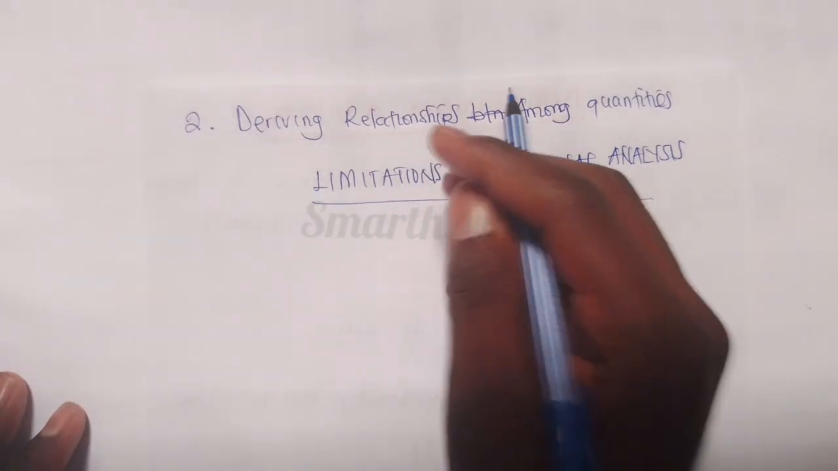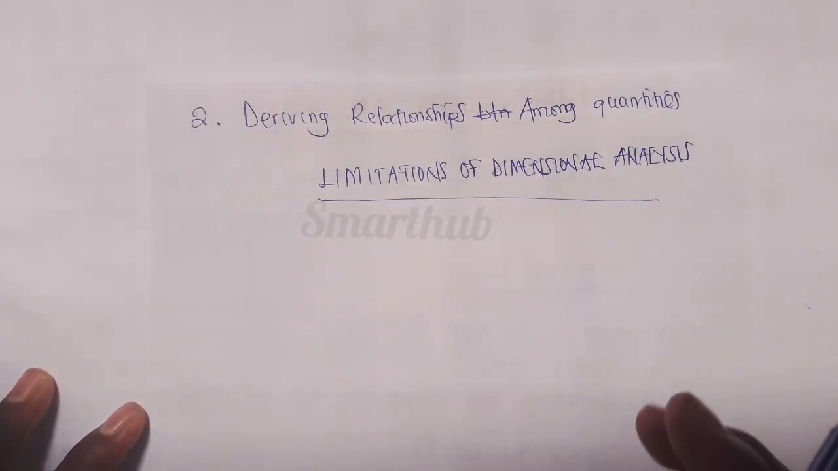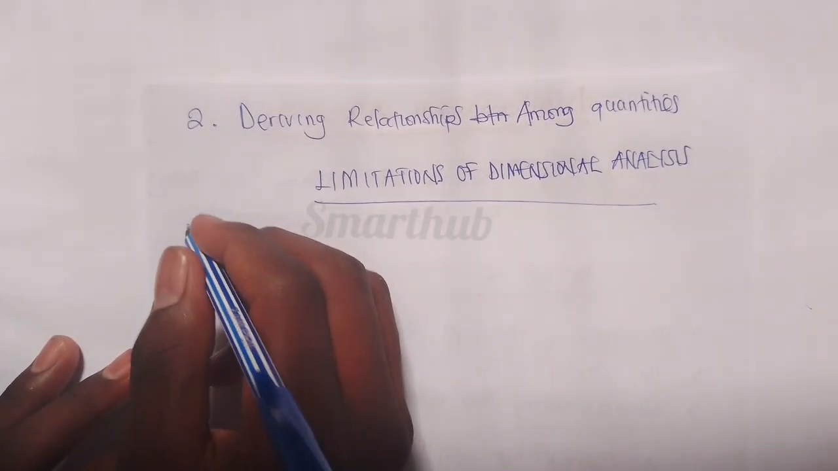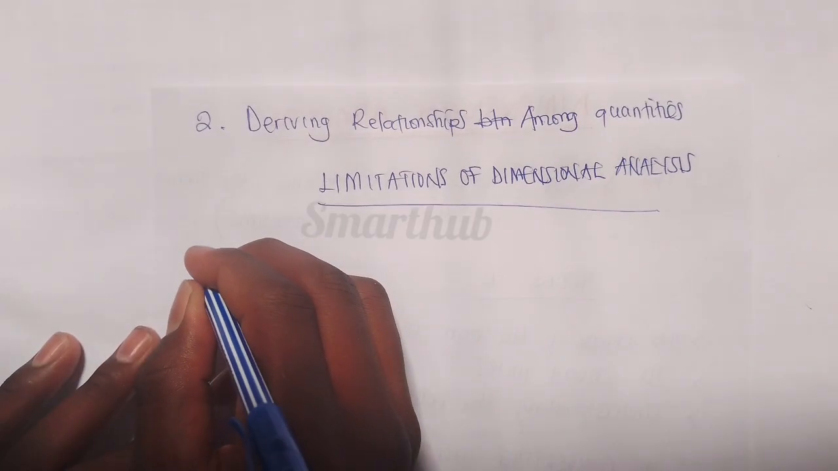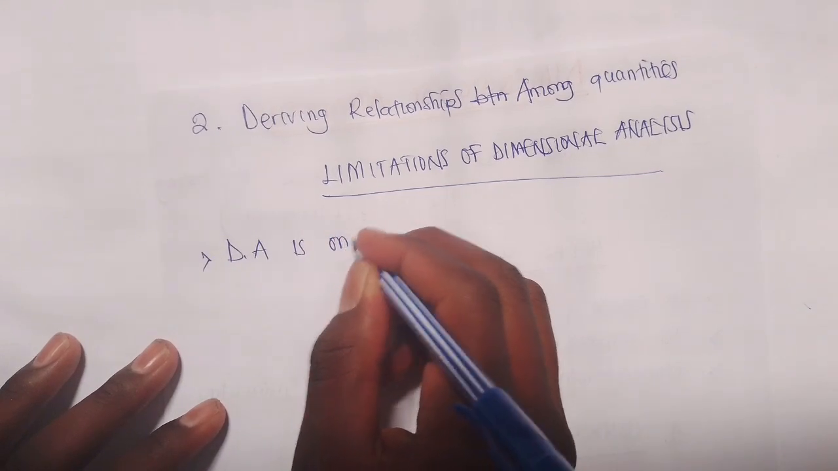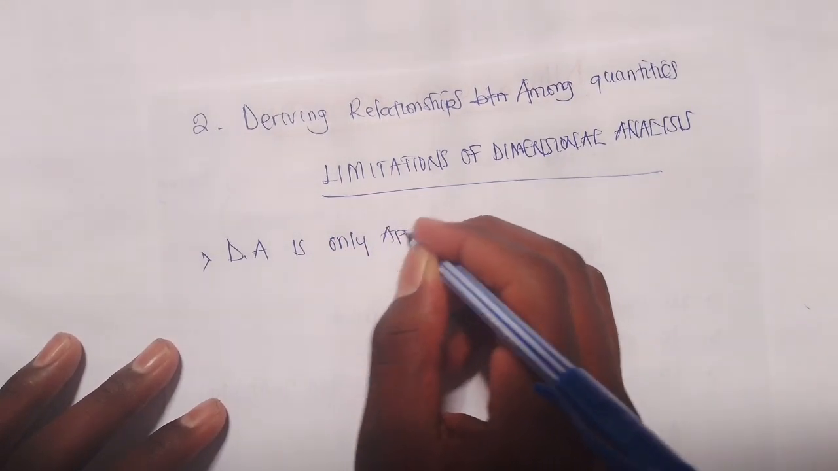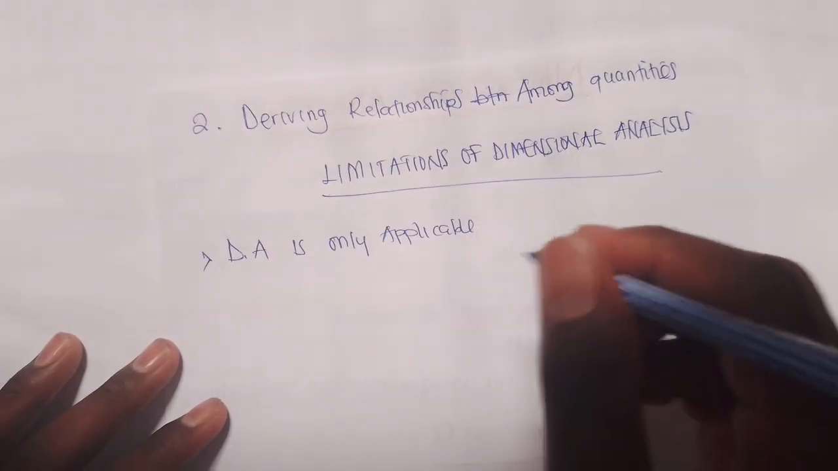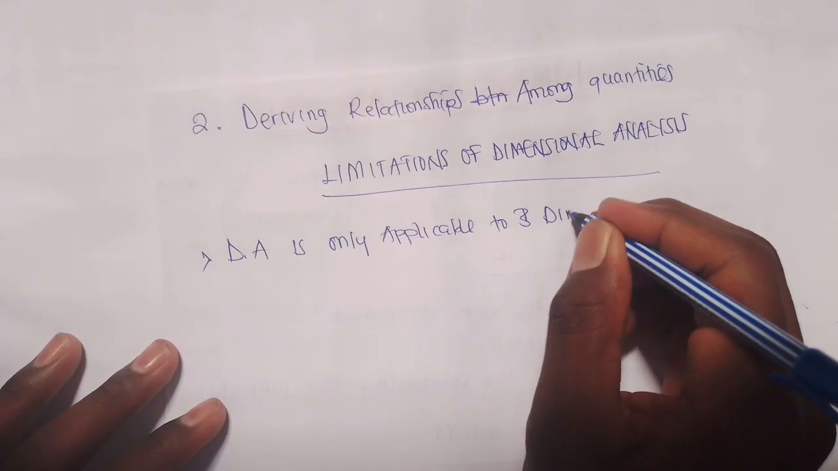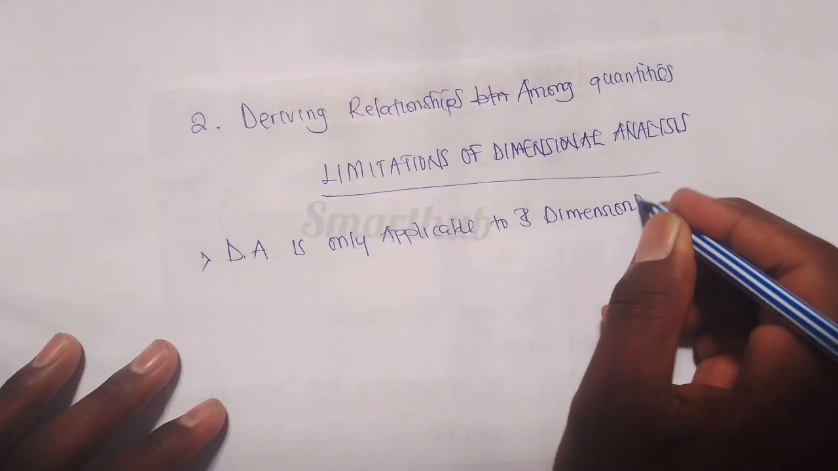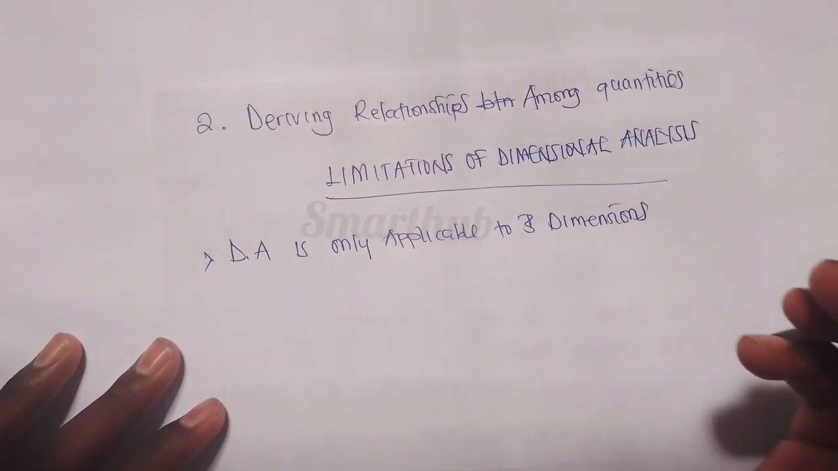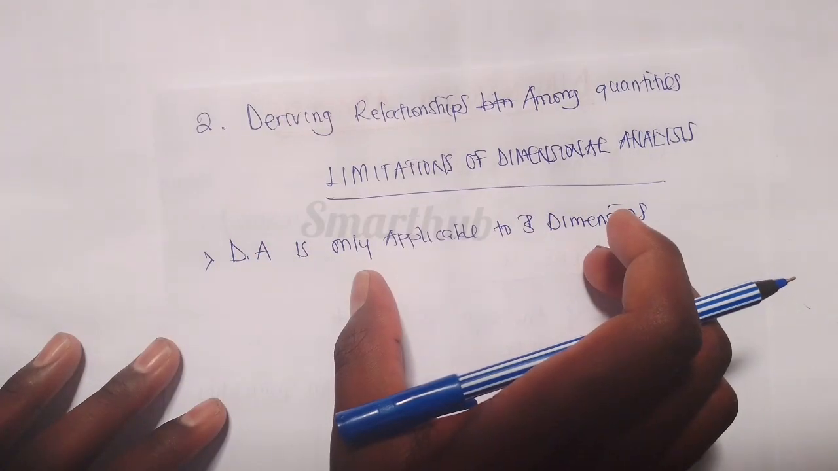So we have this one saying dimension analysis is only applicable to 3 dimensions. This one, the very important one. So dimension analysis is only applicable to 3 dimensions. Okay, so the dimensions are physical nature of a quantity. So what are these only 3?